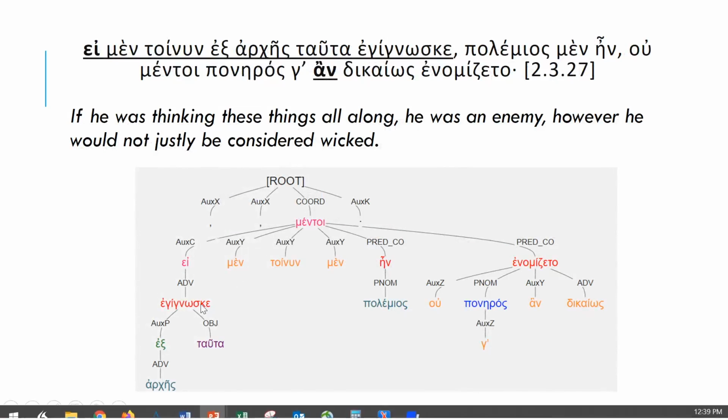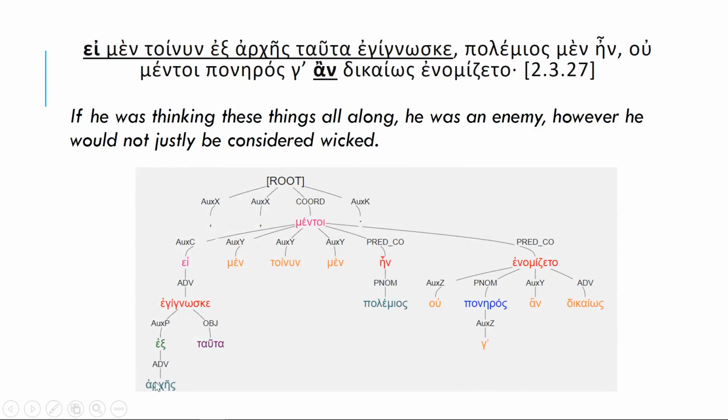If he thought these things from the beginning, indeed, he was an enemy, but he would not be thought justly to be a scoundrel. The mentoi here has to be a coordinator because we don't have anything else, and it can occasionally act as the coordinator, the men. So just because you're an enemy, you can still have honor, is the sense of that, right? So if he thought these things, now this protasis applies to both halves of the apodosis. So we hang the an on the coordinator and not on the verb of the first half of the sentence. If it just applied to that verb, you would hang it on there.